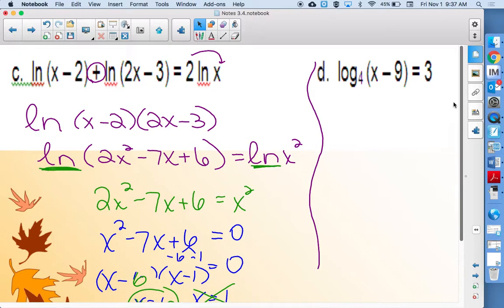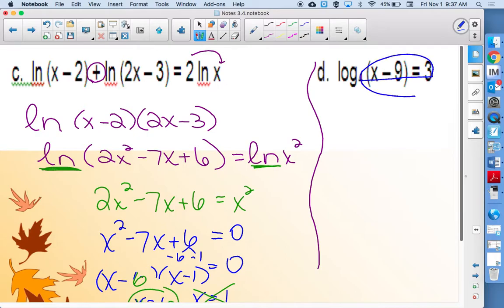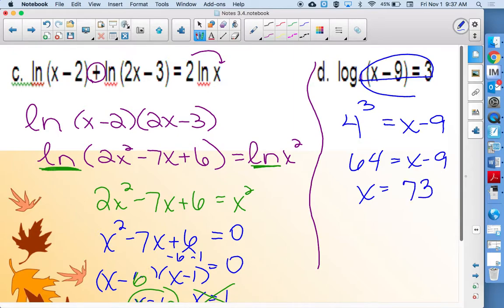Josh, why is it so easy? Because you just put it in the thing. Yeah, exponential form. So make a big E. And what does it become then, Josh? 4 to the third equals x minus 9. And 4 cubed is 64. And when you add 9, x equals 73. Okay, so if I plug a 73 in, 73 minus 9 is 64, and it still remains positive by plugging it in for this x. I have x right up there.